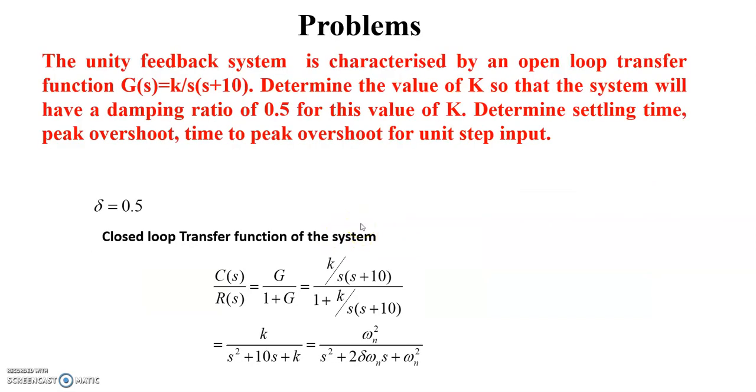So next one is the third problem. The unity feedback system is characterized by an open loop transfer function G of s equal to K by s into (s plus 10). Determine the value of K so that the system will have a damping ratio of 0.5. For this value of K, determine settling time, peak overshoot, and time to peak overshoot for unit step input.